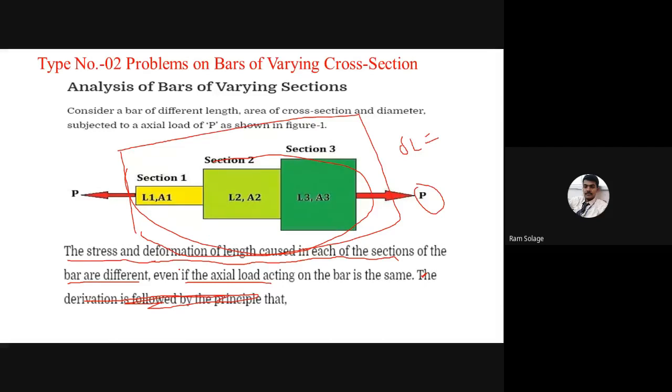In examination, they are asking the question: total extension of the bar or total deformation of the bar. In that case, we have to calculate the value of delta L. We can use the common formula: calculate the separate values of delta L1, L2, L3 and make the addition. Otherwise, in only one formula, we can calculate the delta L.